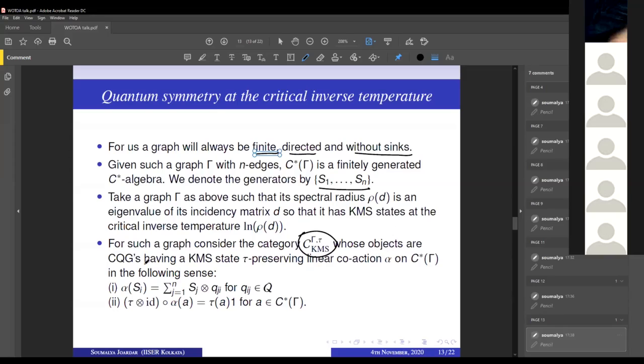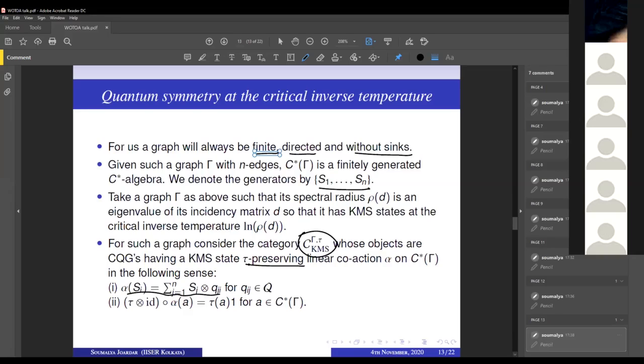The objects are compact quantum groups having a KMS state τ-preserving linear coaction α on the graph C*-algebra. What do we mean by τ-preserving? We have already mentioned what we should mean by a state-preserving coaction. But what do we mean by linear action? We say that α is linear if this condition holds: α(S_i), that means α preserves the set of partial isometries. That is what we mean by linear coaction.